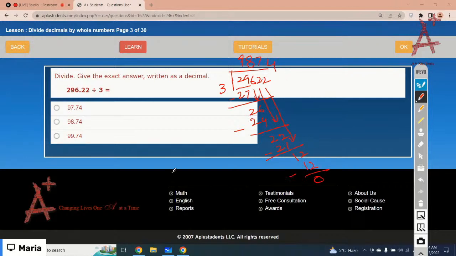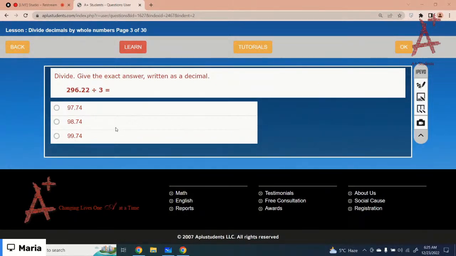Got it? So you have the decimal point 2 places left in the dividend. So that means the answer must have a decimal point 2 places left. So move the decimal point from here to here. It would be 98.74. Got it? So select the correct option, then click on the OK button. This is the correct option. So the correct option is 98.74. Just select the correct option and click on the OK button.